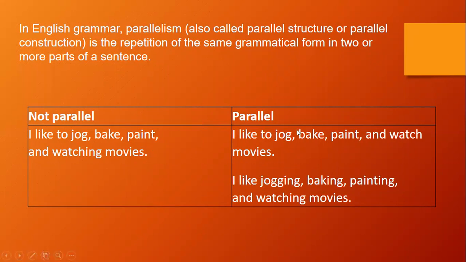To make it parallel, I have to say, I like to jog, bake, paint, and watch movies. I can say, and to watch movies also. Or if I'm going to use the continuous verb, then I will say, I like jogging, baking, painting, and watching movies. So if you are going to use a continuous verb, make sure that all of it is continuous. If you're going to use a simple present verb or simple past, then make sure it stays in the same parallel structure.